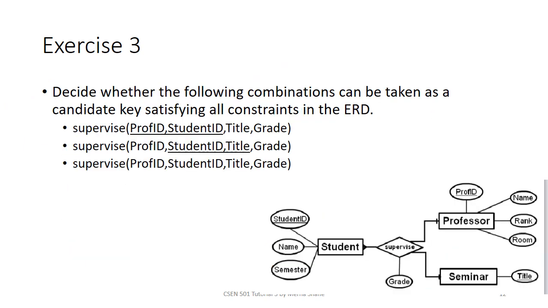Now, we are going to go to the next exercise. We have a ternary relationship, supervise, that links a student with a professor and a seminar. And let's just try to read it.